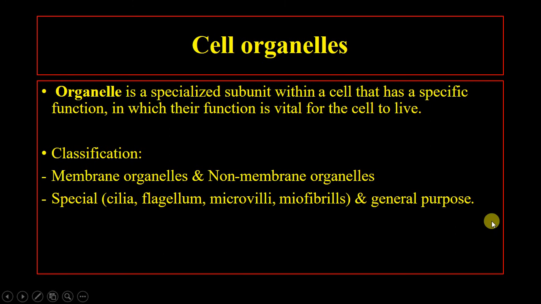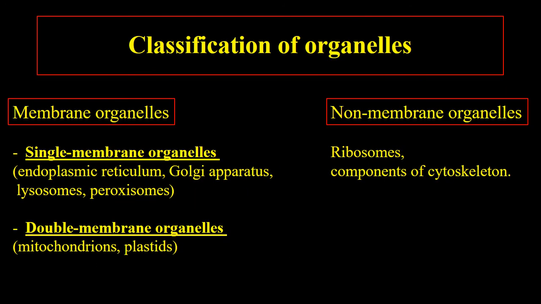Special organelles are such as cilia, flagella, microvilli, and microfibrils. All eukaryotic cells have general organelles, but special organelles are found only in some types of eukaryotic cells with some special function. For example, the spermatozoon, the male reproductive cell, has a flagellum, which helps it to move. Now let's talk about this classification in detail.